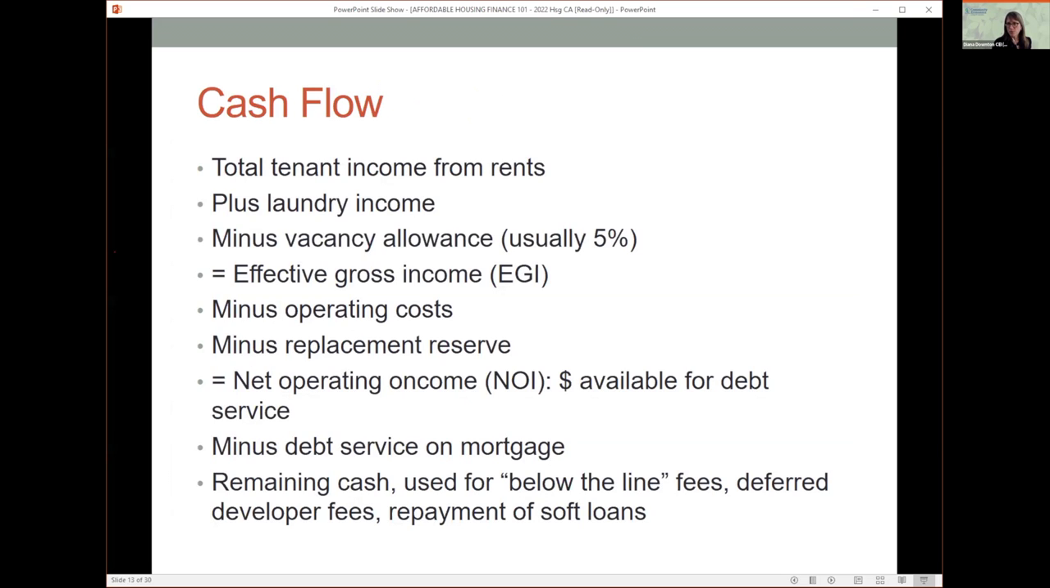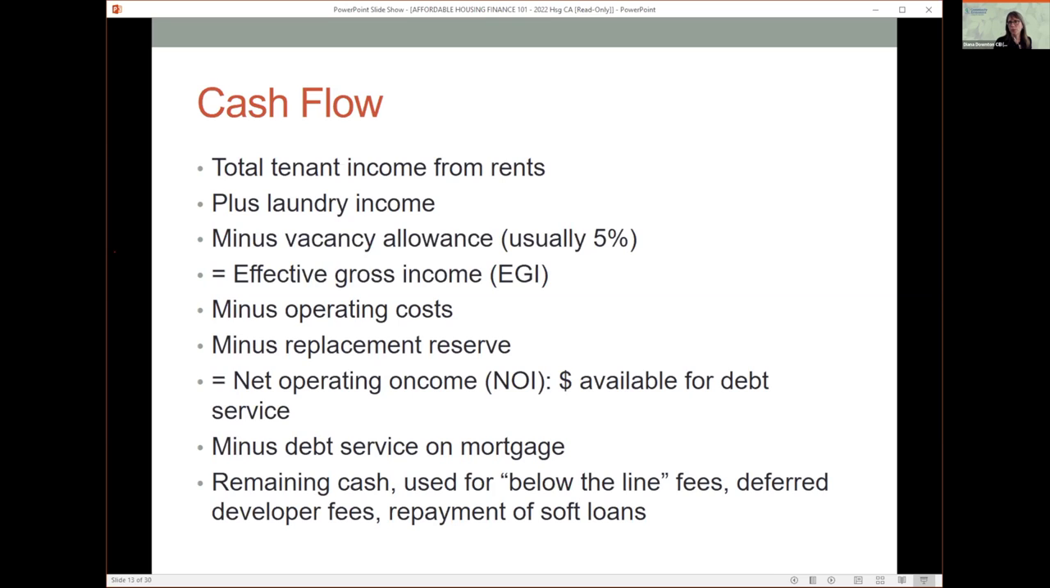So now you have your revenues from rents, you have your operating expenses, and you can figure out your cash flow. So you look at your rents, maybe plus some laundry income. You have to include a vacancy allowance because tenants are moving in and out of the building over time, and there may be points where you don't have any rent coming in for some units that are vacant. Then you deduct your operating costs, deduct the annual deposit, and you arrive at your net operating income. And that is how you can then determine how much money is available for debt service.